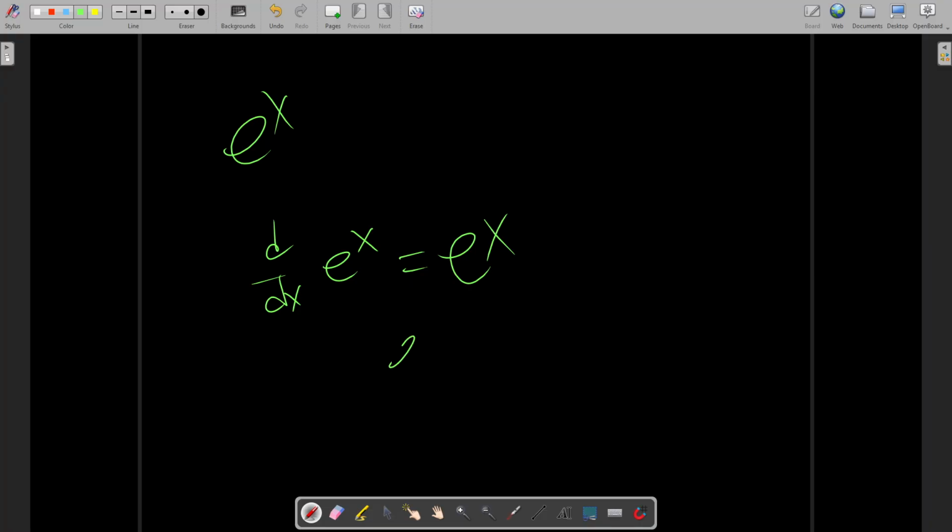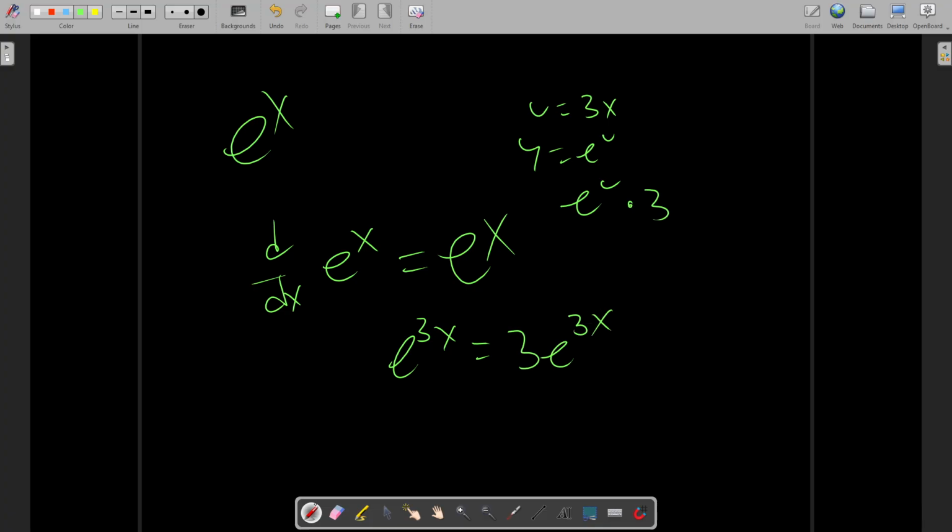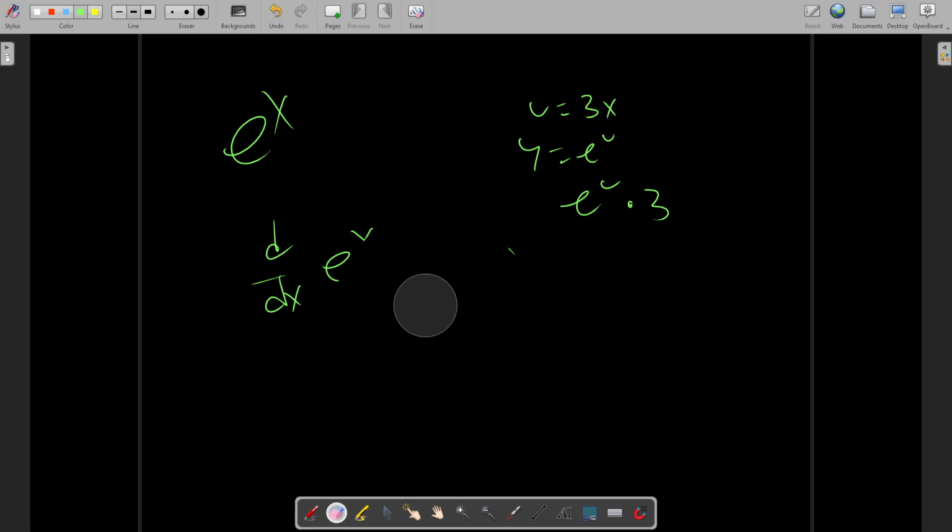Now, if you have e to the 3x, what's the derivative of this? Well, remember the chain rule. Let's set u equal to 3x and y equals e to the u. You would get the derivative of the outer, which is just e to the u, because that's still just e to the power of something, times the derivative of the inner, which is 3. So you would get 3e to the 3x. Just important to keep in mind.